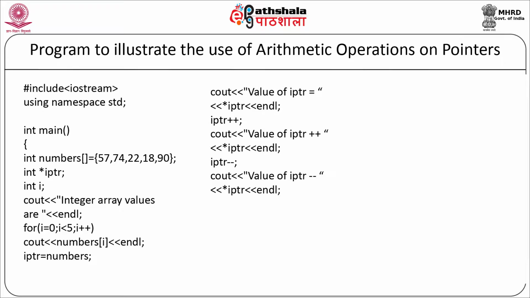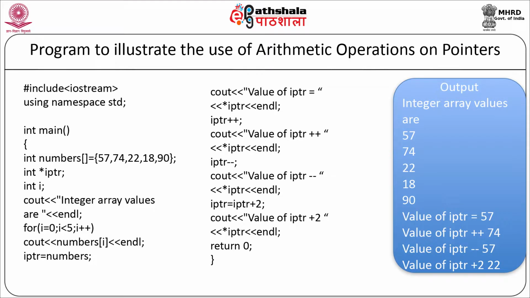Now we will increment iptr by 2. So it will be iptr = iptr + 2. Now we will display the value as "value of iptr + 2", the value of *iptr, return 0, and our program will end.